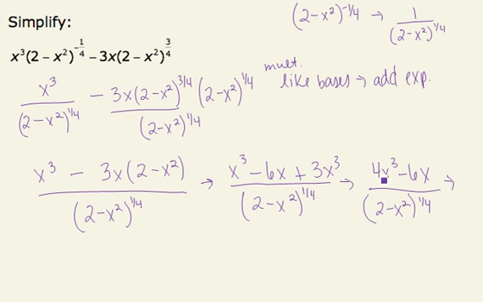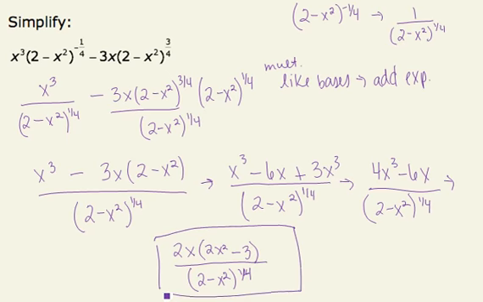Finally, I see that I have common terms I can pull out. I can pull out a 2 and an x from each term. Doing that, I am left with 2x squared minus 3, still divided by 2 minus x squared to the 1/4 power. And this is my final answer.